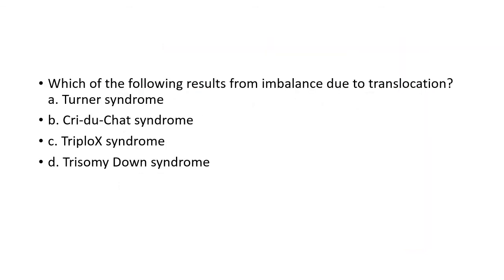Okay, which of the following results from imbalance due to translocation? A, Turner syndrome; B, Cri-du-chat syndrome; C, triplo X syndrome; D, trisomy Down syndrome. Yes, the answer is B.